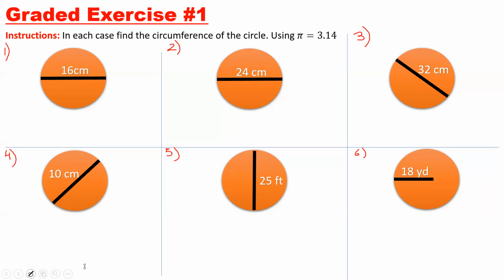Excuse me, Mr. Petit. Go ahead. I'm confused on number 5 because for the diameter you have 25 and 25 is not divisible by 2. It'll give you a decimal, right? Mhm. So use the decimal. Okay, thank you.